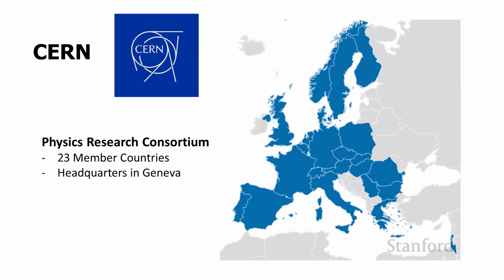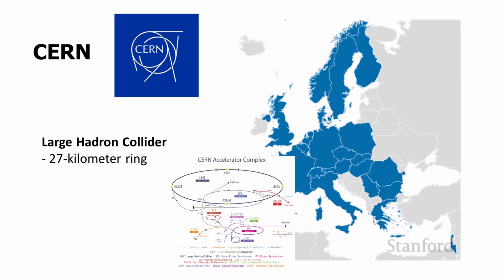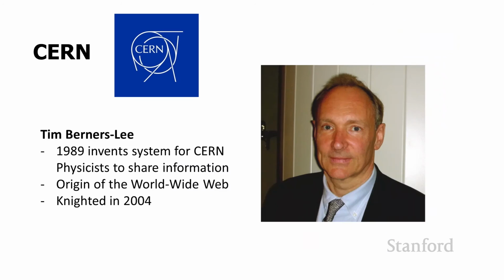And in Europe, there's a physics consortium called CERN. It has 23 member countries, and its main headquarters in Geneva. It's most famous for a large collider, which is used for high energy physics, not that different from our very own Stanford SLAC. And in this case, they have a 27-kilometer ring, which is used for high energy physics and smashing particles into each other.